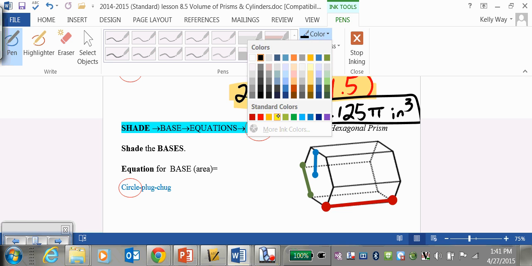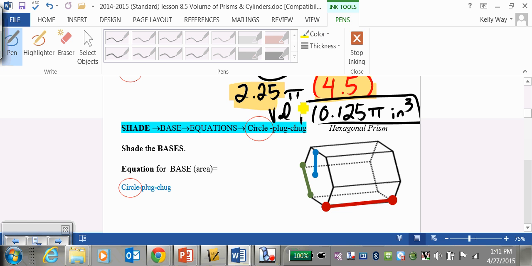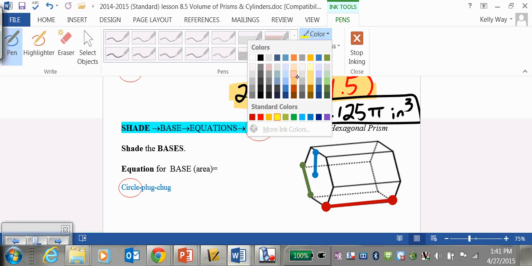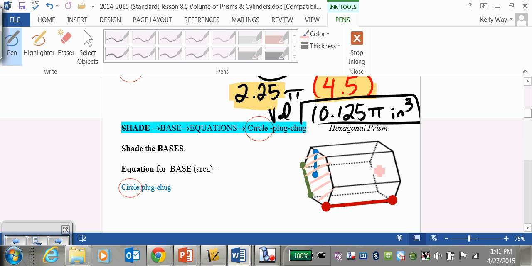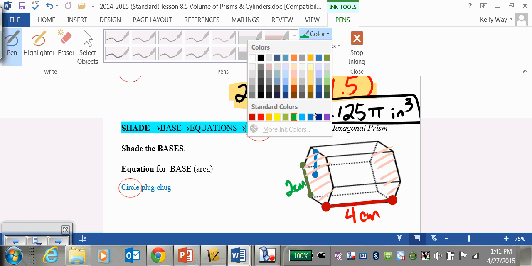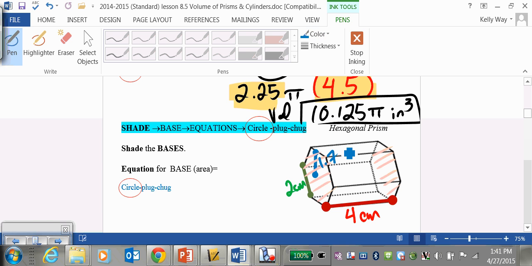Okay, ready? Shade the base. Write the equation. Two. Shade the bases, please. This was 4 centimeters. This was 2 centimeters. And this was 1.7. Your base is a regular polygon, so it is perimeter times apothem over 2. You really have to memorize those.